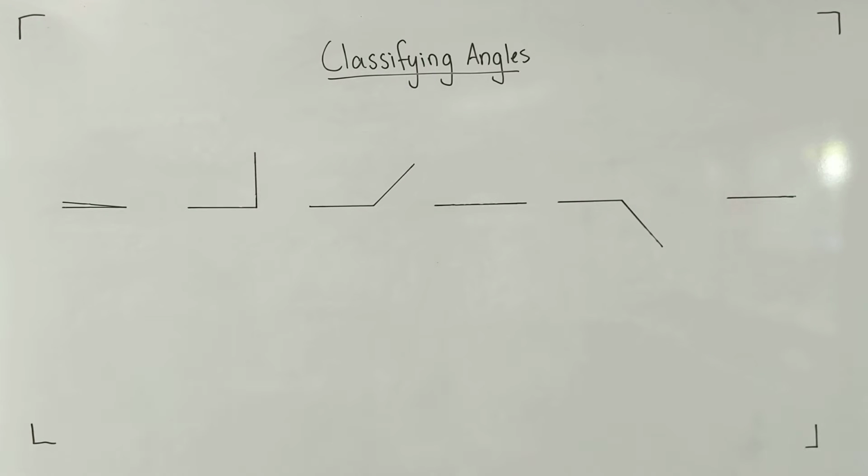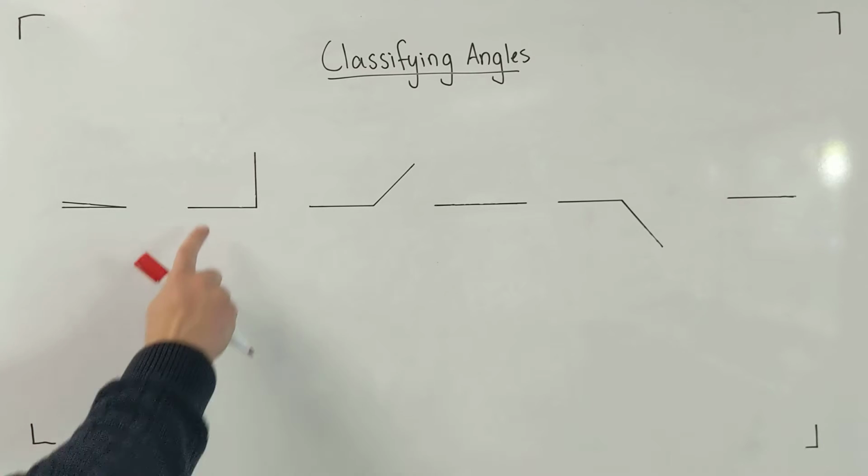Hey mathematicians, let's talk about classifying angles. Just like 2D shapes, just like animals, birds, fish, mammals, we can classify angles in the same way. There are a few different types of angles that we're going to talk about. Let's start with maybe one that we're a little bit more familiar with.